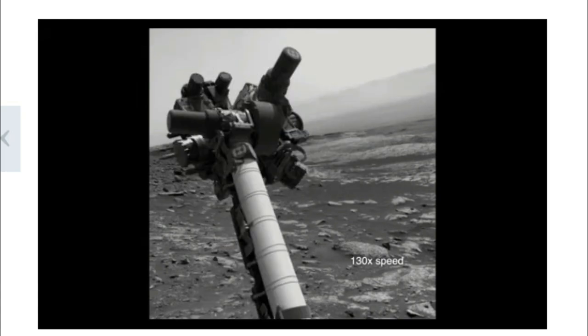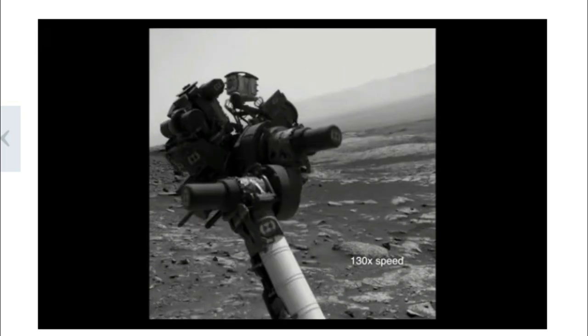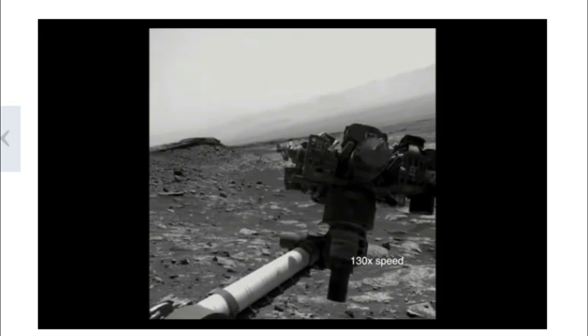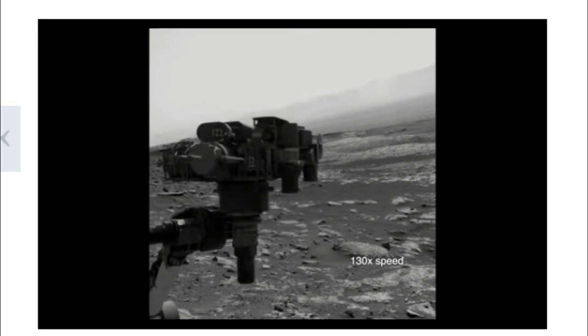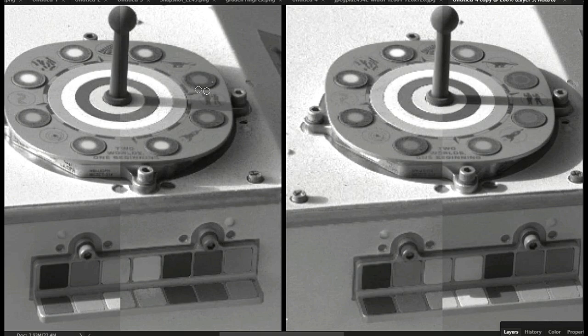Here we see the arm, the robot arm, which should give a shadow. So that was 31 seconds. And when the video is sped up 130 times, that's an easy calculation. That's 67 minutes between the first and the last picture. So you have to adjust the shadows also, because when you overlay two images with different shadows, then the shadows are going to look weird.